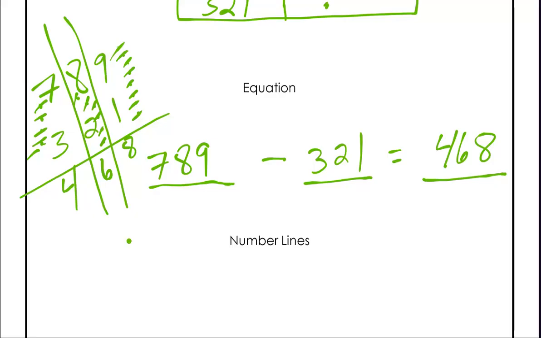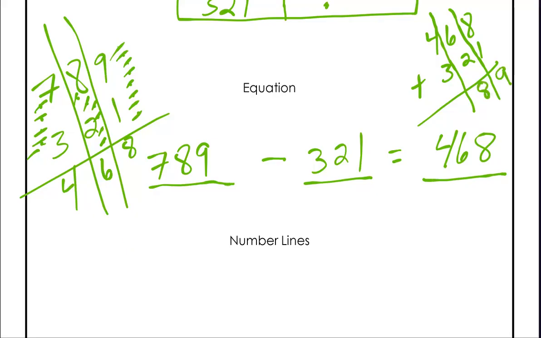We add 468 plus 321. 8 plus 1, 9. 6 plus 2, 8. 4 plus 3, 7. They have to match, and they do.